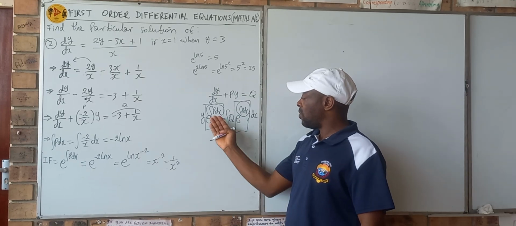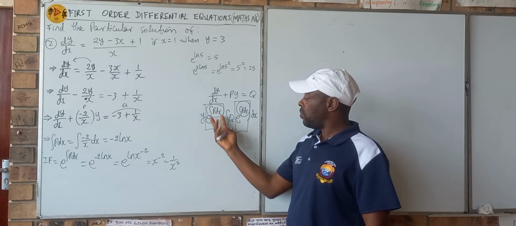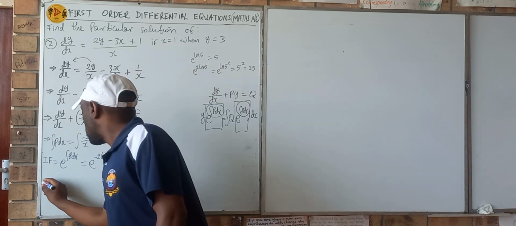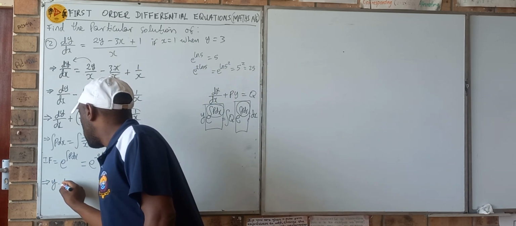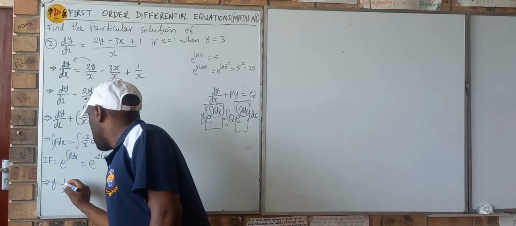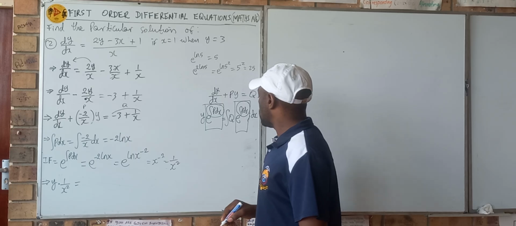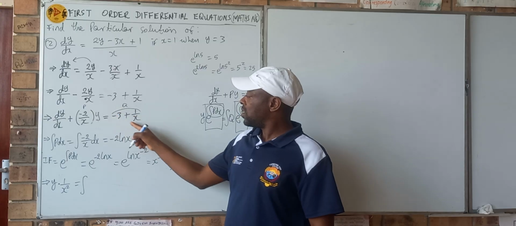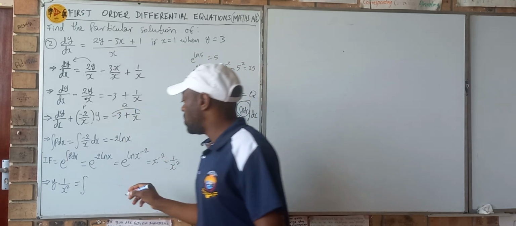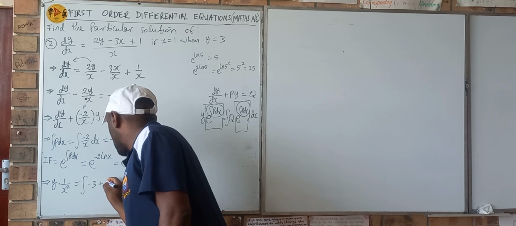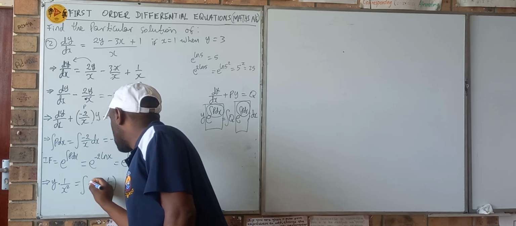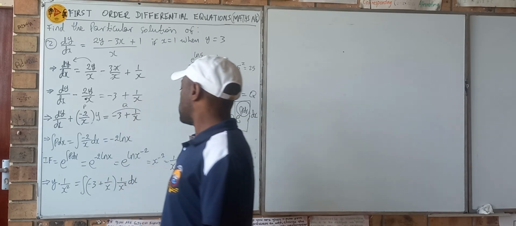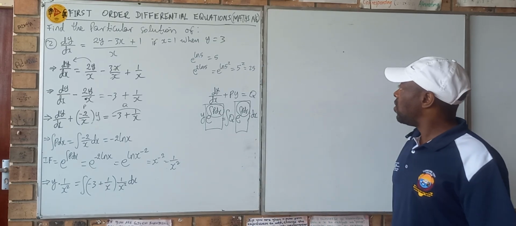So all we need to do is come now to this second formula and slot in the integrating factor on both sides. If we slot that on both sides, we will get y multiplied by 1 on x squared on the left is equal to the integral of our Q, you can still remember it, this is our Q, which is -3 plus 1 on x, multiplied by 1 on x squared dx. So that is how far we've gone.